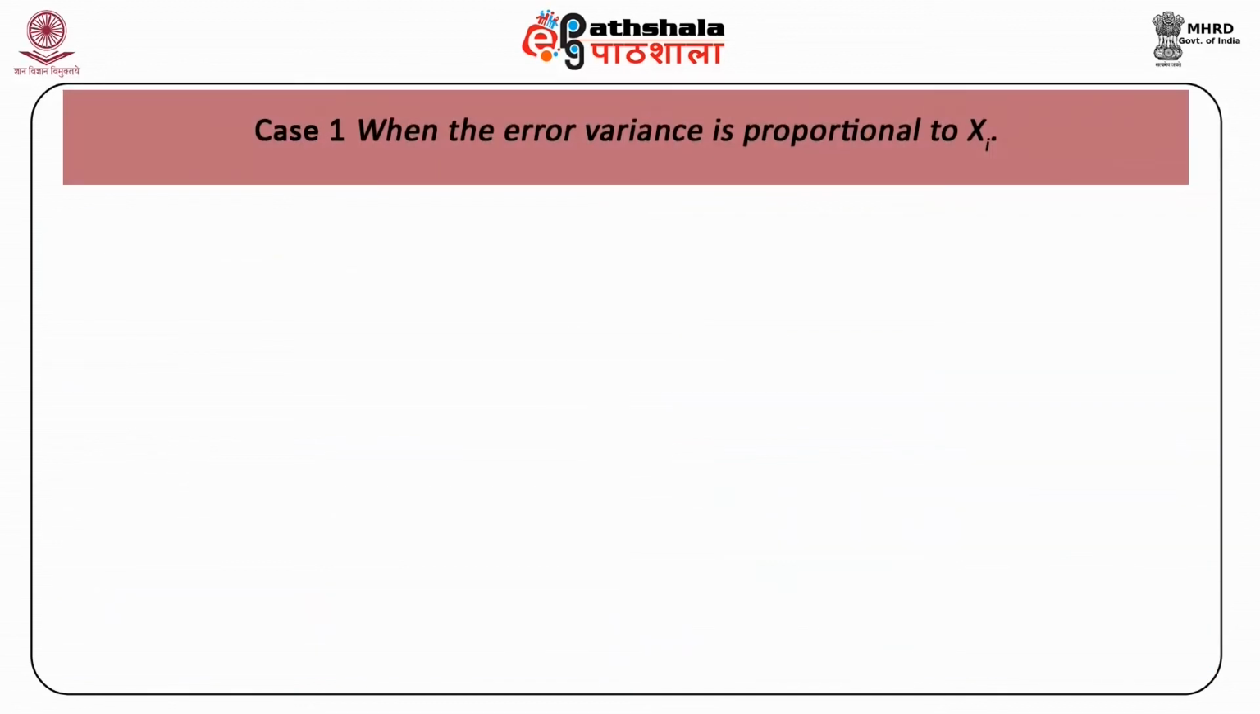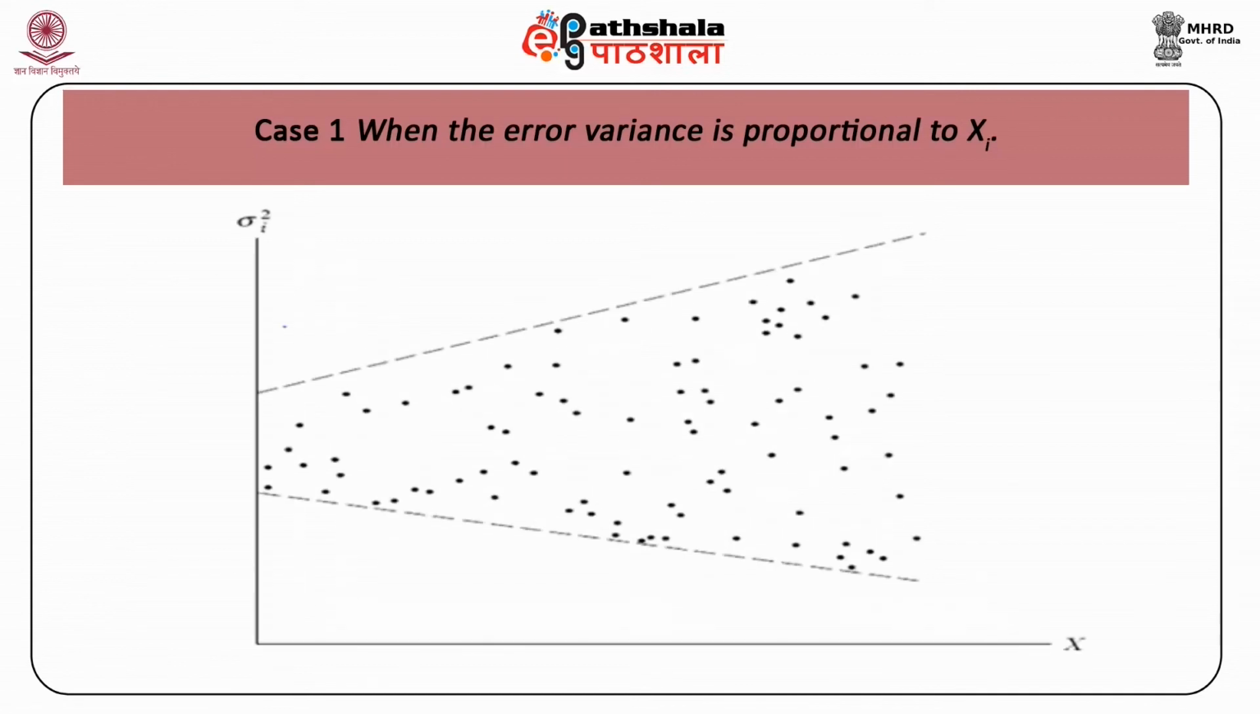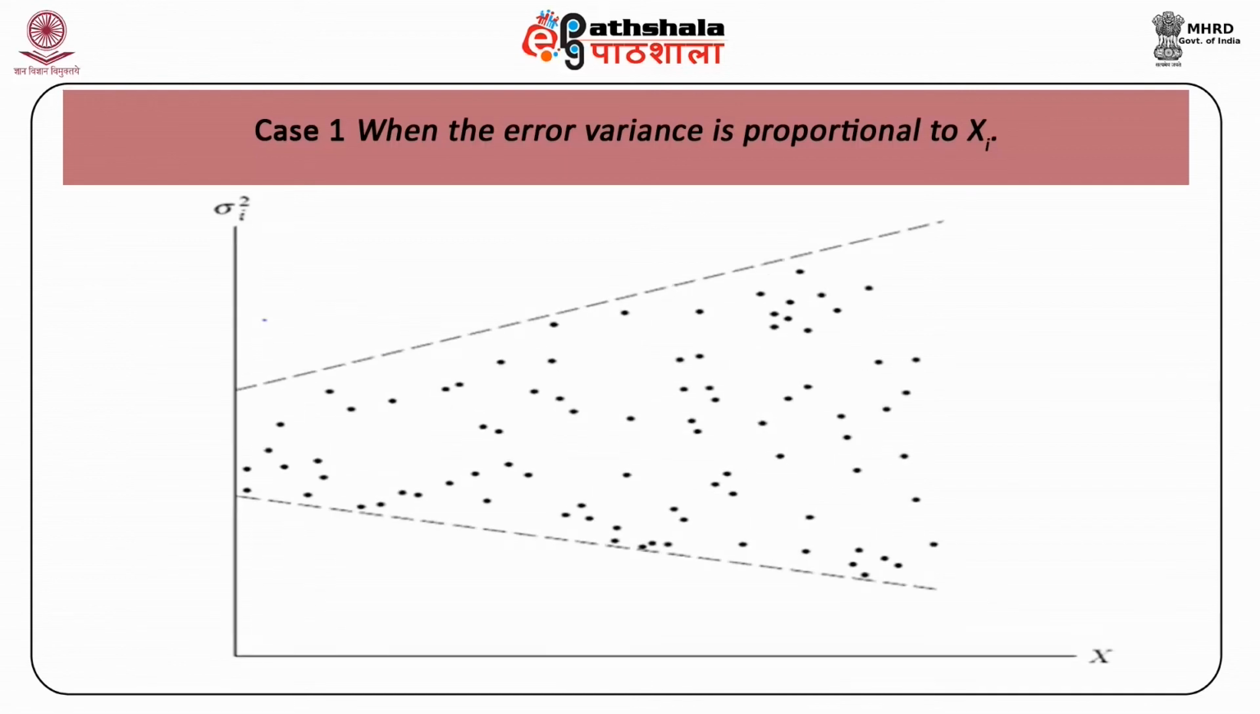Run the original OLS regression and obtain the residuals. Plot the square of these residuals against the explanatory variable x. If we get a pattern similar to figure 1, then we say that the error variance is proportional to x, or linearly related to x, and sigma squared is the factor of proportionality, which is a constant.